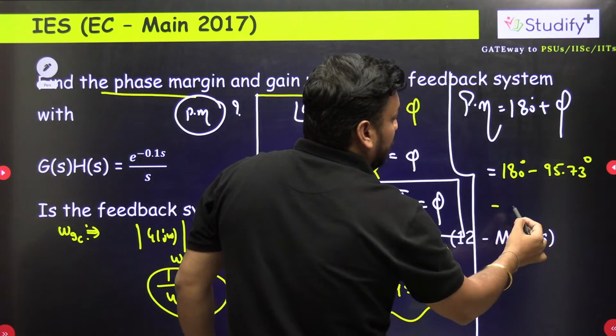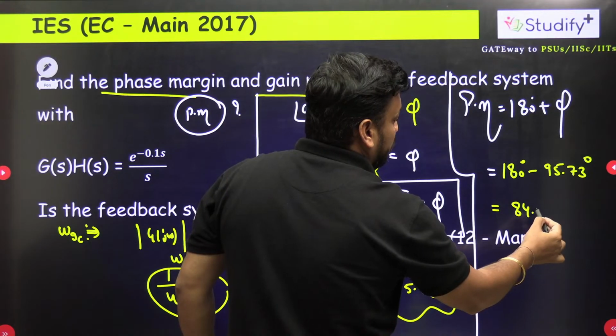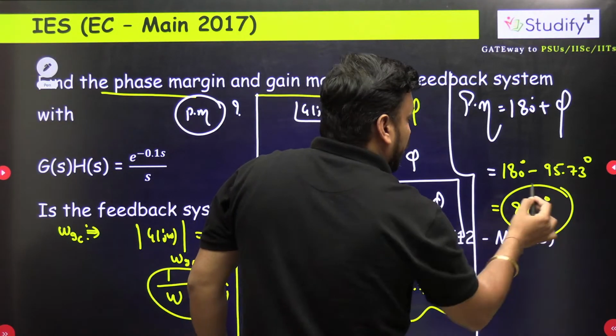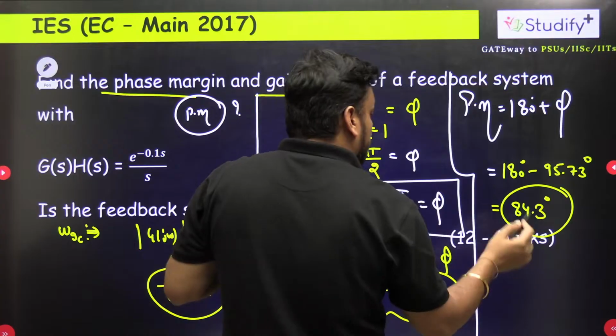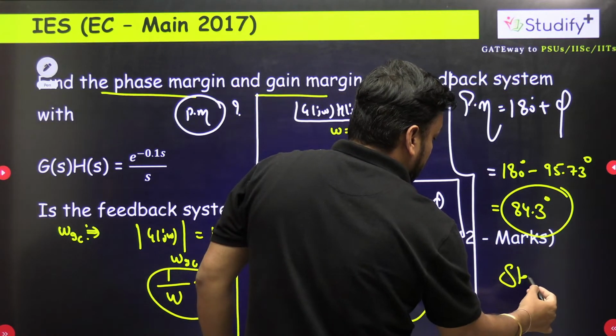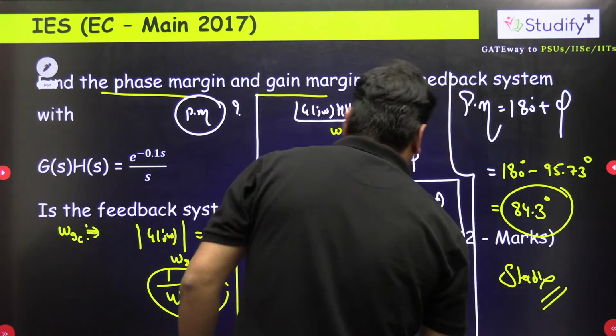So it will be what? It will be 84.3 something degree. Say higher. And is it also positive? Gain margin positive, phase margin positive, system is stable. The closed loop system is stable. 12 out of 12 marks.